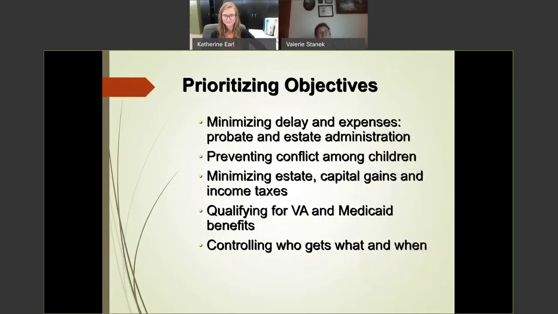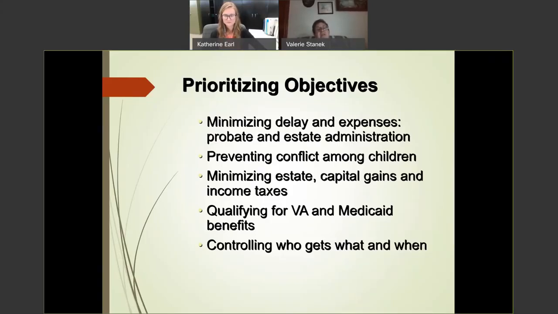So let's talk about that first subject, prioritizing your objectives. There are all kinds of objectives that people have when they're doing their estate plans and when they're considering transferring assets to someone other than themselves. First of all, people will say to me, what I really want to do is minimize the delay and expense associated with estate administration. So having somebody probate my will, having somebody distribute my assets, I really want to make that as cost effective and inexpensive as possible. So that's one objective that I hear a lot.